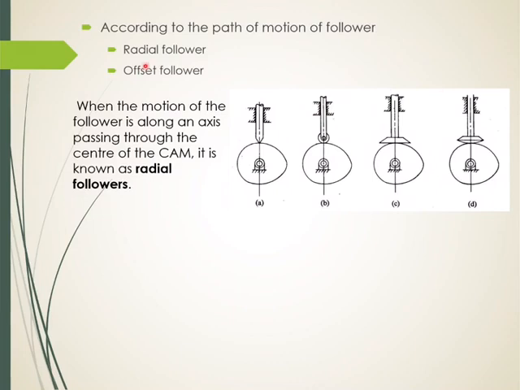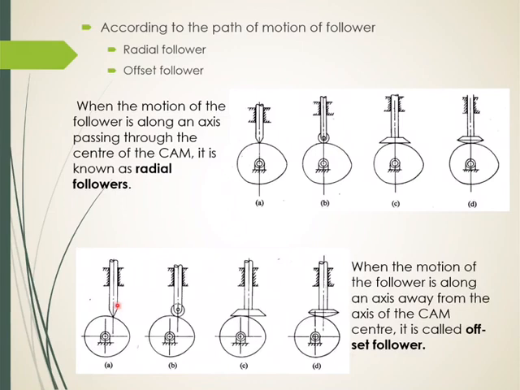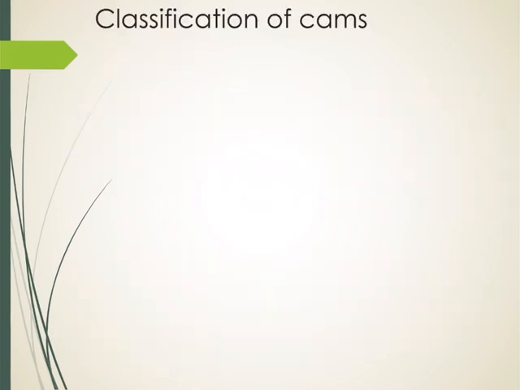And the second type is called offset follower. Offset follower, as the name implies, the line of motion of the follower will be offset from the center of cam. And as you see in these four examples, the first one is knife edge follower, but the line of motion of the follower is offset from the center of cam. Now it is not required that it has to be offset in the right direction, it can be offset even in the left direction. But in these sketches we see all the four types of followers are offset towards the right side. And this is called the offset follower.